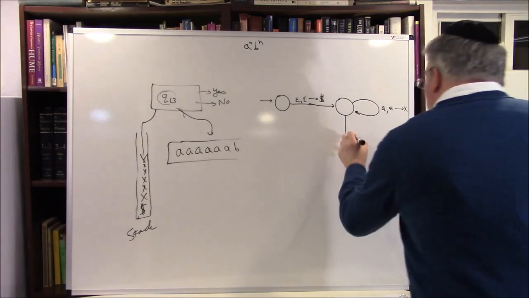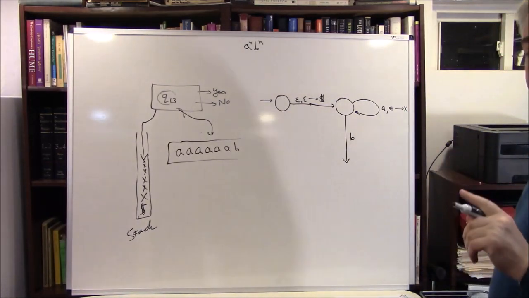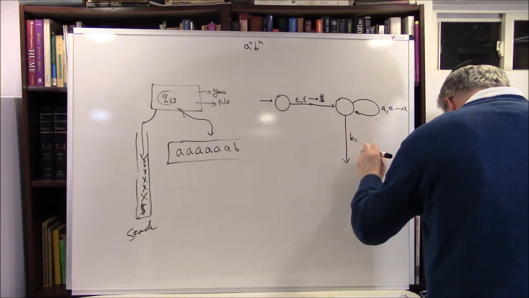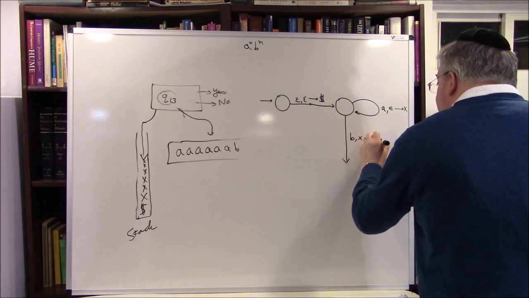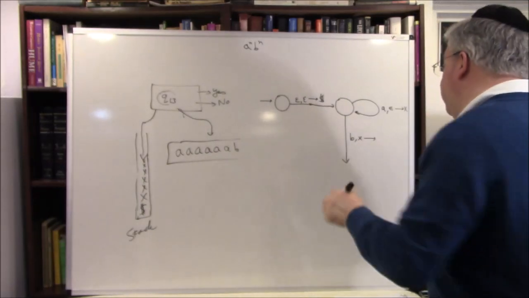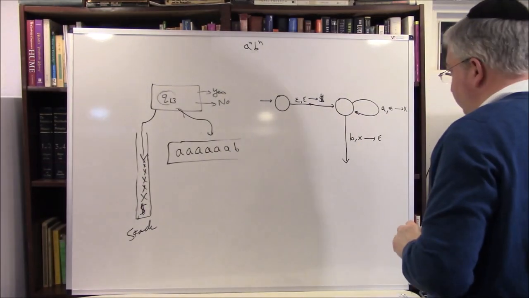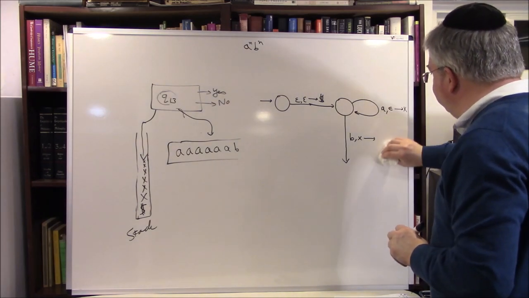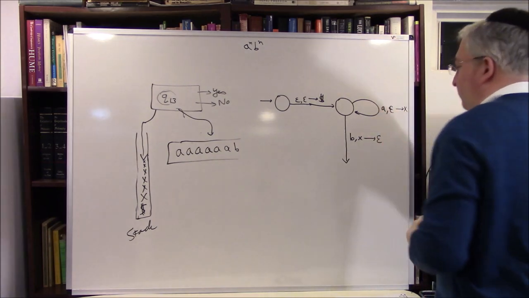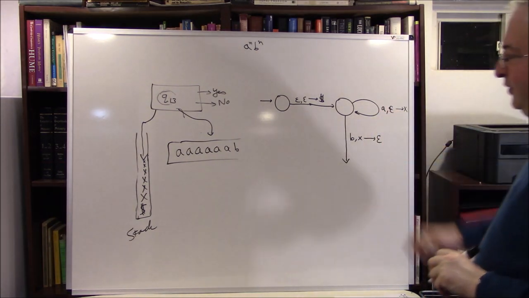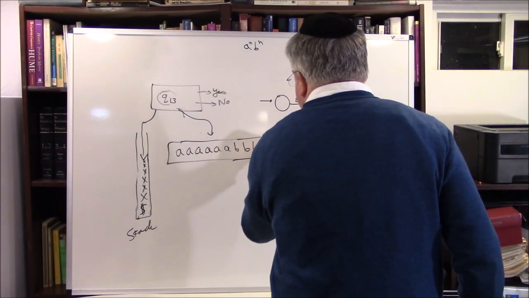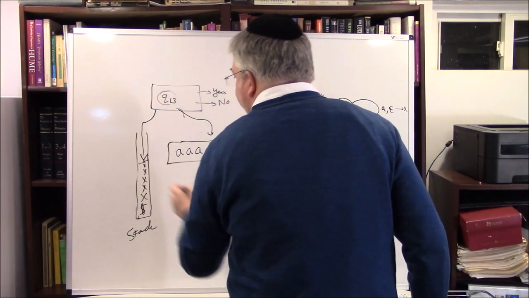So when you see a B, what should you do? You should check what's on top of the stack. If you see an X on top of the stack, then you just pop that X. You can't see it until you pop it. You pop it, and don't push anything else on the stack. I'm sorry, my epsilons are turning into little e's, but this is the way the book does it, so we're going to do it like the book. The first time I see a B, I pop off an X.